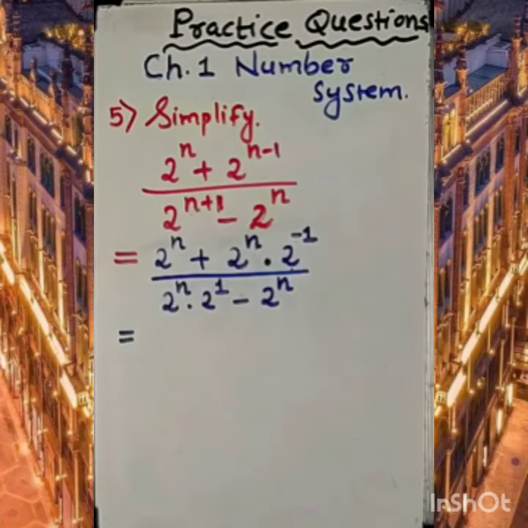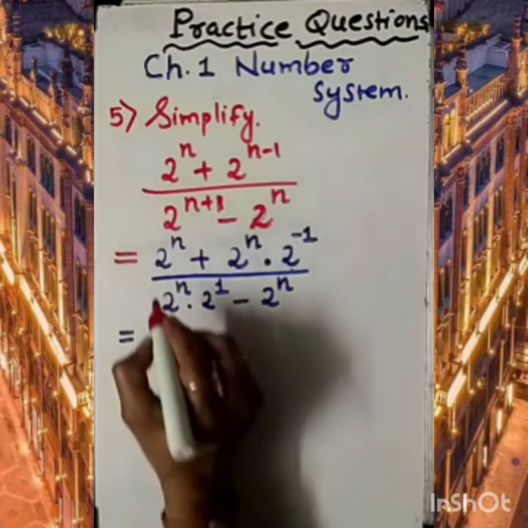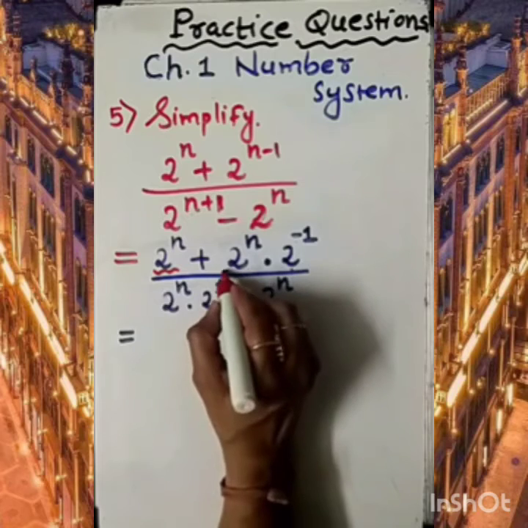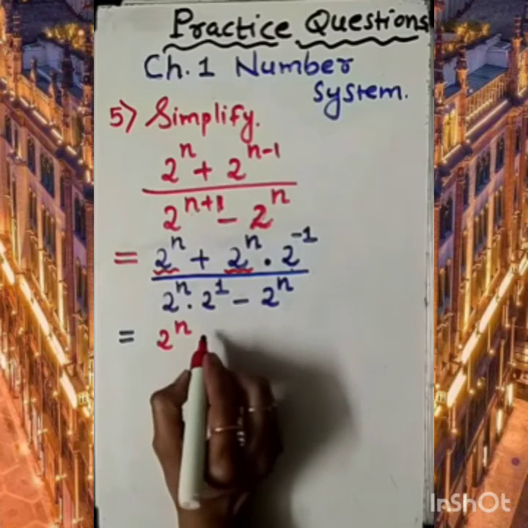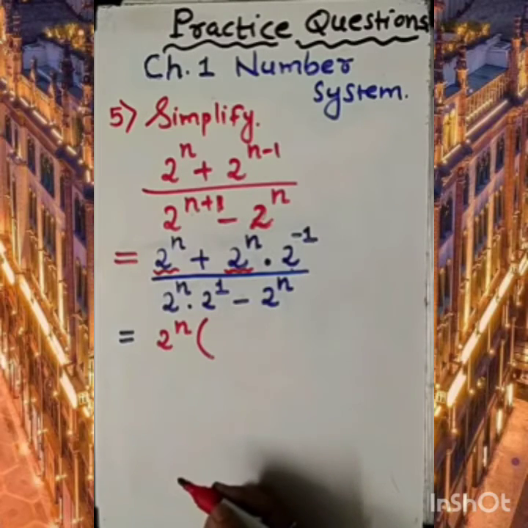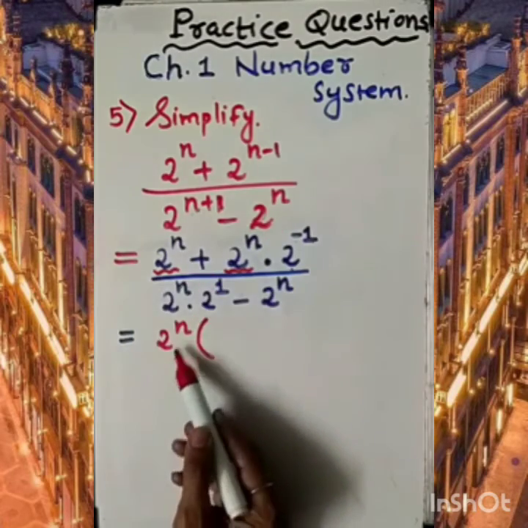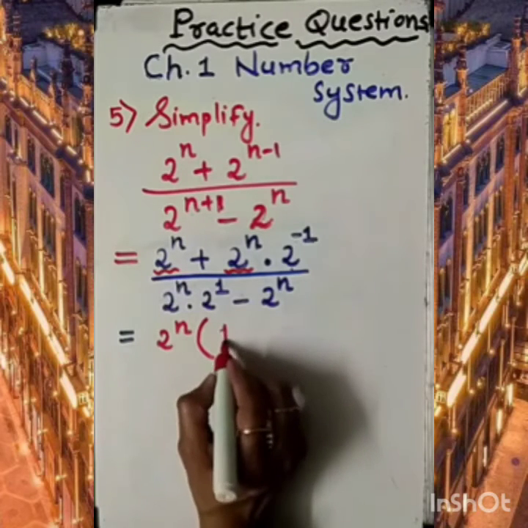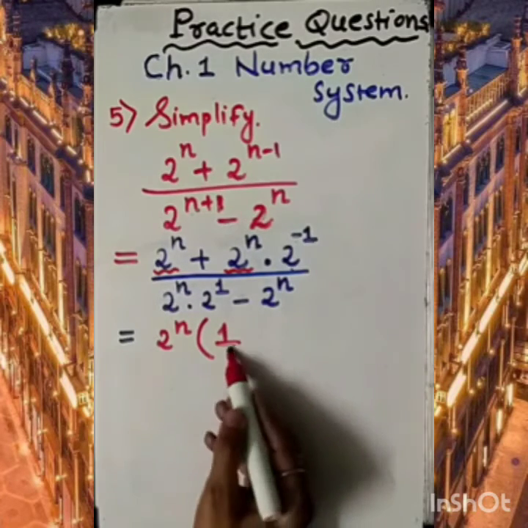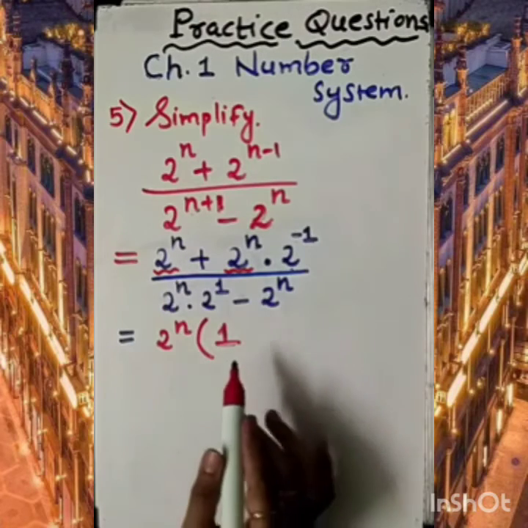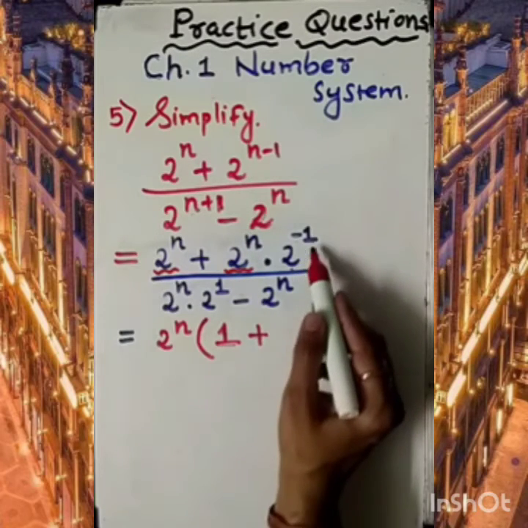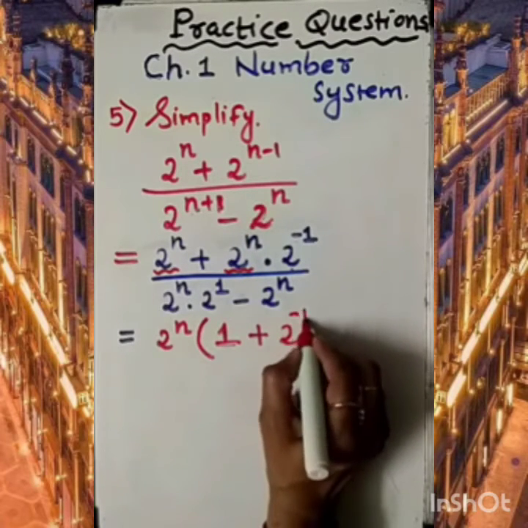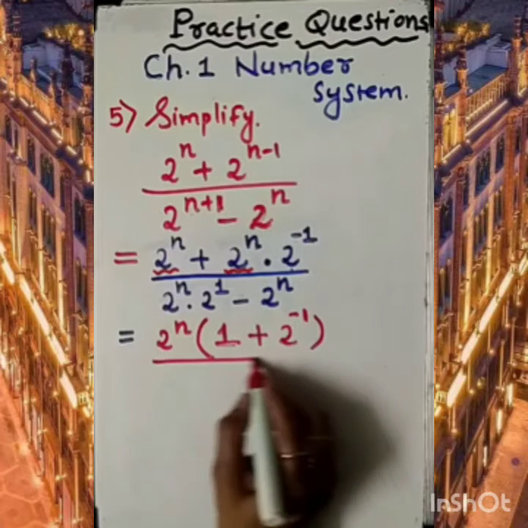Now observe carefully, something we can take common from the numerator. What is that? Here 2 to the power n and this 2 to the power n are common in the numerator. So 2 to the power n is common. What will be left in the bracket? Here the first term is outside, so nothing is left, which means consider it always 1. 1 into 2 to the power n, it means 1 will be left. Same thing here: this term is outside, so here it will be 2 to the power minus 1, let it be as it is, upon.